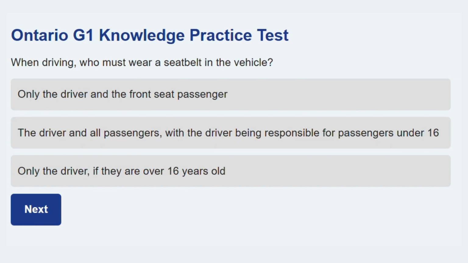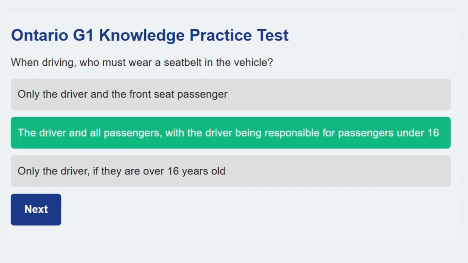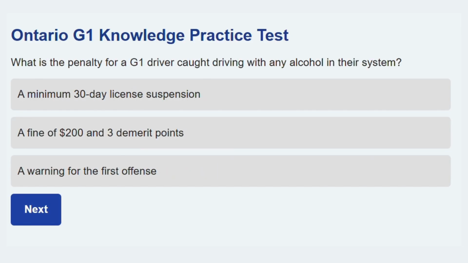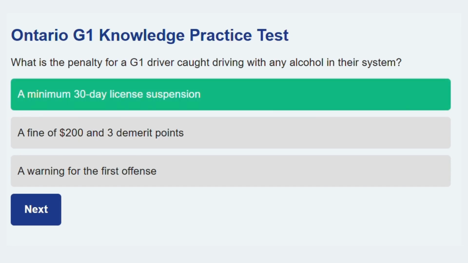Next up, when driving, who must wear a seatbelt in the vehicle? The driver and all passengers, with the driver being responsible for passengers under 16. Seatbelt use is mandatory for everyone in the vehicle. Let's continue. What is the penalty for a G1 driver caught driving with any alcohol in their system? A minimum 30-day license suspension. This is due to the mandatory zero tolerance policy.